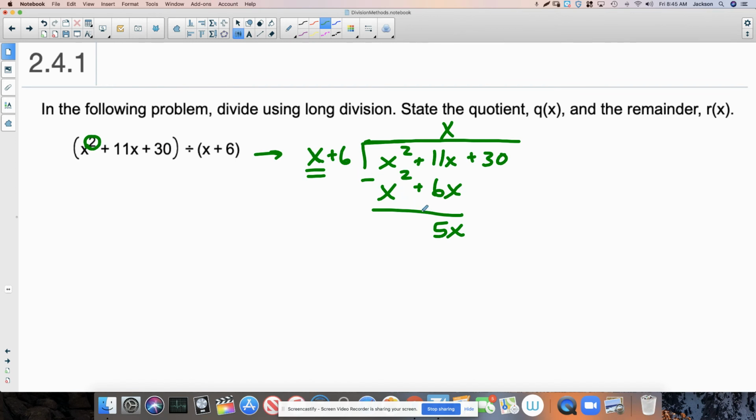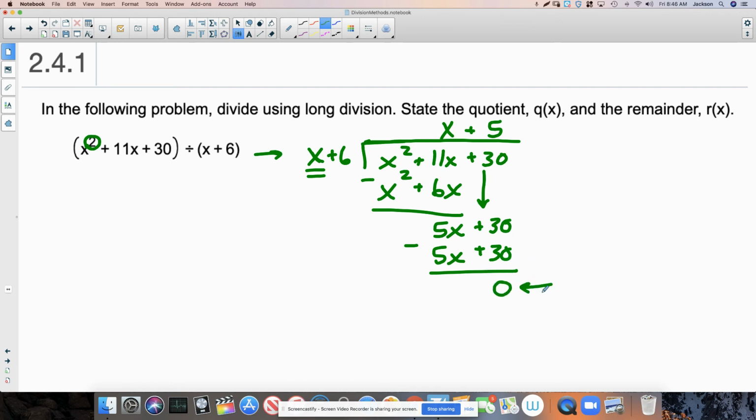How many times does x go into 5x? Or what do I multiply x by to get 5x? And the answer is 5. So we put a 5. Because my answer to that question is just the integer 5, I put that integer above this integer. 5 times x is 5x. 5 times 6 is 30. And I bring this 30 down so that they match up, okay, so that I actually have something to subtract this from. 5x minus 5x is 0. 30 minus positive 30 is 0. So I have no remainder, right?